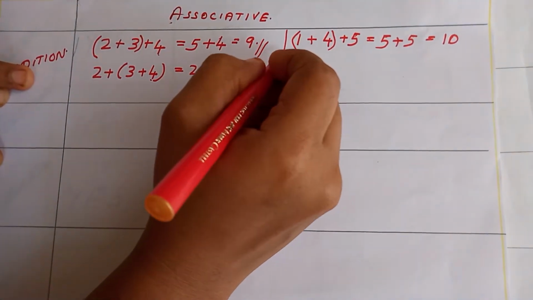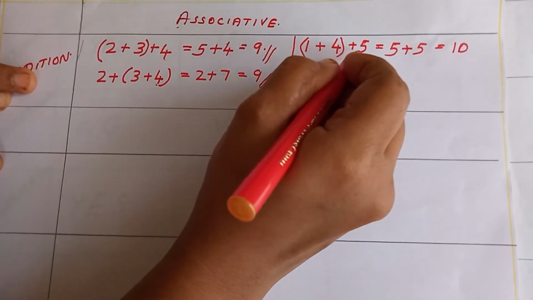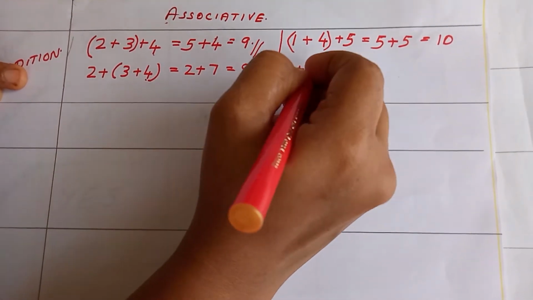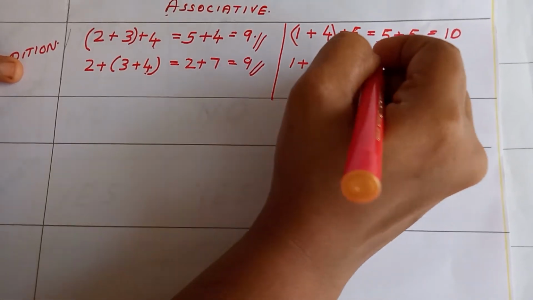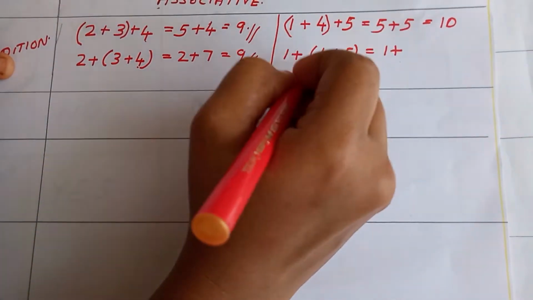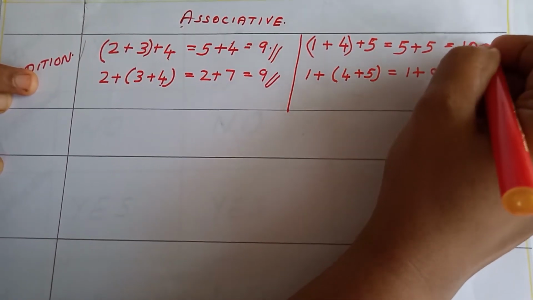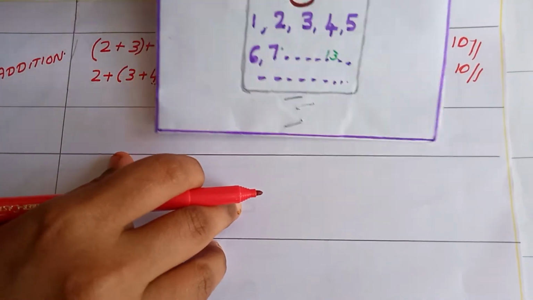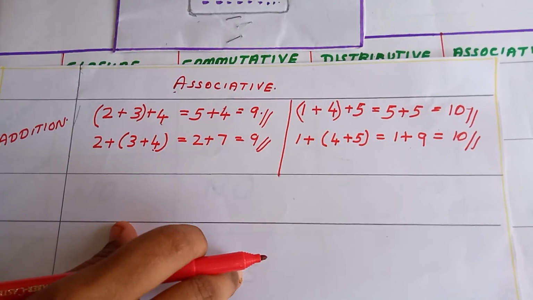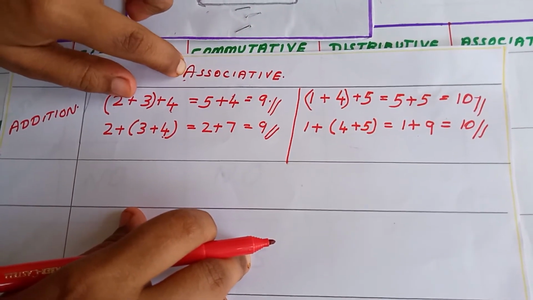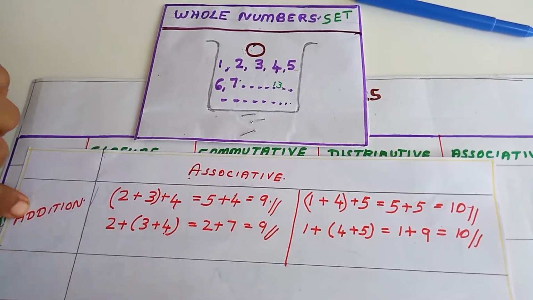Now I am going to interchange, just making the bracket to 4 and 5. 1 is outside the bracket, and inside the bracket 4 and 5. Then 4 plus 5 is 9. 1 plus 9 equals again 10. This is applicable for all the numbers in this whole number set. That's why I can say that associative property is applicable for the whole number set on the operation addition.